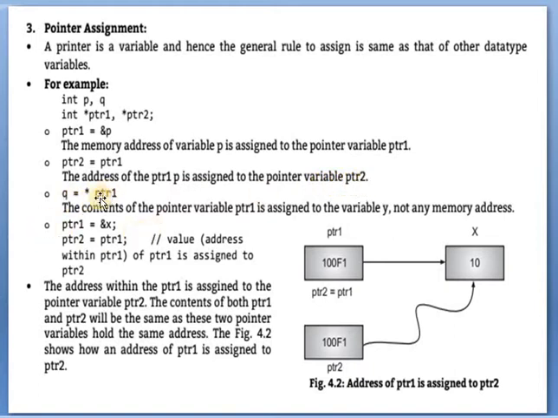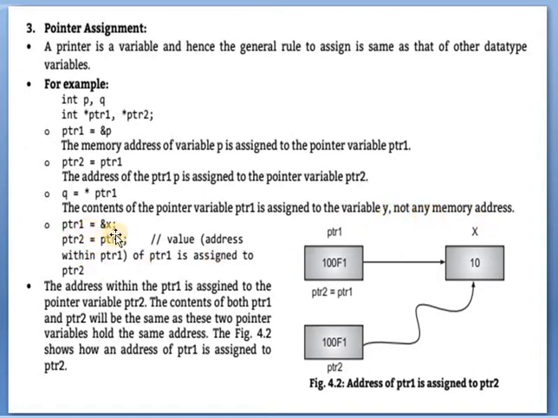Now q = *ptr1. See here, q equals star ptr1 means what? What does this star indicate? The value which is stored at the ptr1 address. Now ptr1 is a pointer variable; it contains the address of a variable. And star means the value of the variable whose address is stored in ptr1. So the content at the address held by ptr1 is assigned to the variable q, not any memory address.